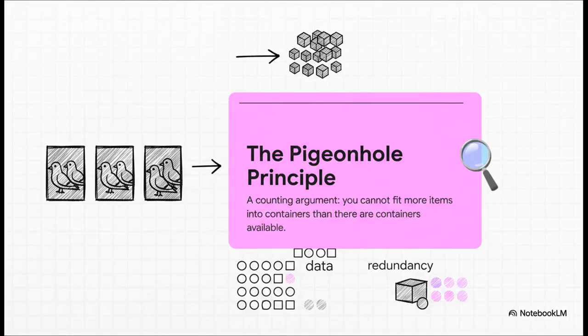The answer, believe it or not, comes from a simple but incredibly powerful idea from math, the pigeonhole principle. It basically just states the obvious. If you have 10 pigeons but only 9 pigeonholes, at least one of those holes has to have more than one pigeon in it. It's just simple counting, but it has huge implications for data compression.